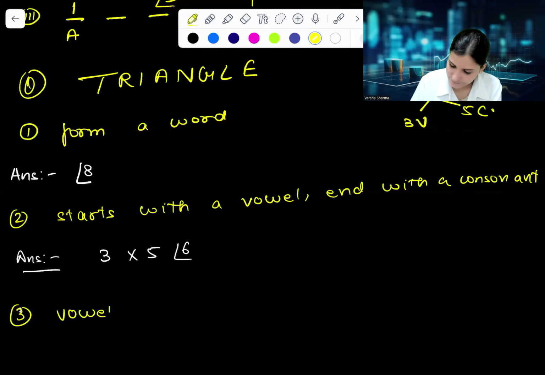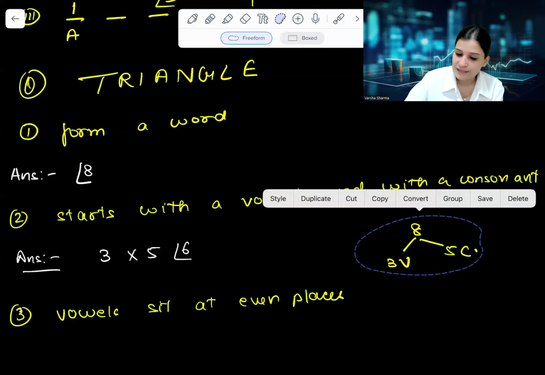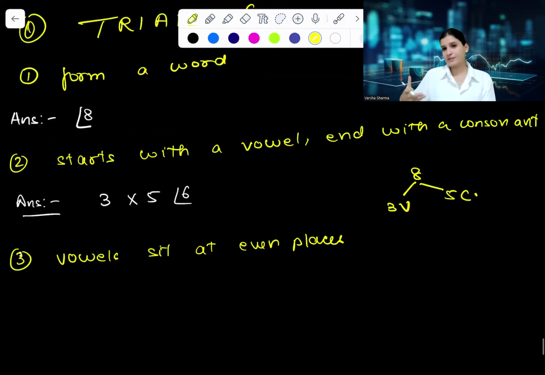Vowels sit at even places. How many vowels? Three. How many even places? There are total eight locations. Even places are second, fourth, sixth, eight. Four. So out of those four places, I need to make my three vowels sit. So what is my job now?